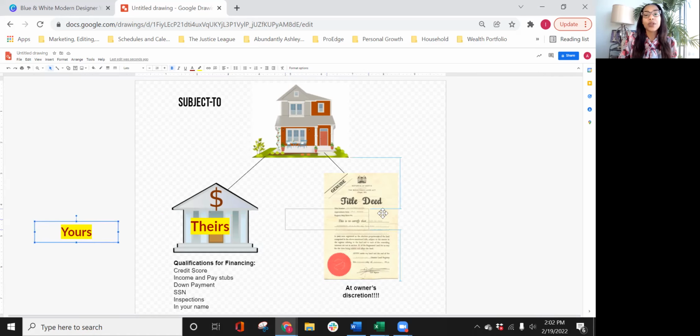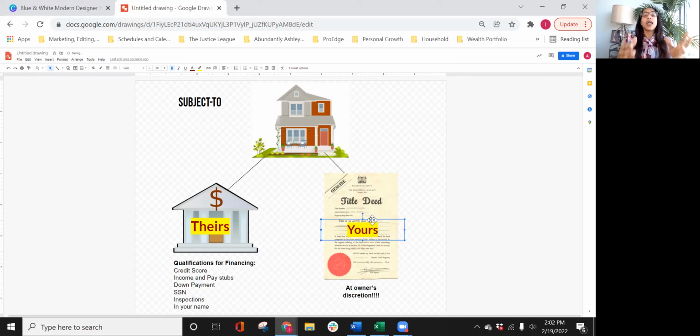Now, what becomes yours is the deed. Everyone always asks me this, so the house goes in my name? Yes, the deed. That's the part where the house goes into your name. Everyone always asks, well, can I sell it? Yes, if your name is on the deed, you can do whatever you want to that house. You can refinance it, you can sell it, you can take out equity, you can do work on it, Airbnb it, keep it as a rental, sell it on a Rapid. So many fun things to do with this.